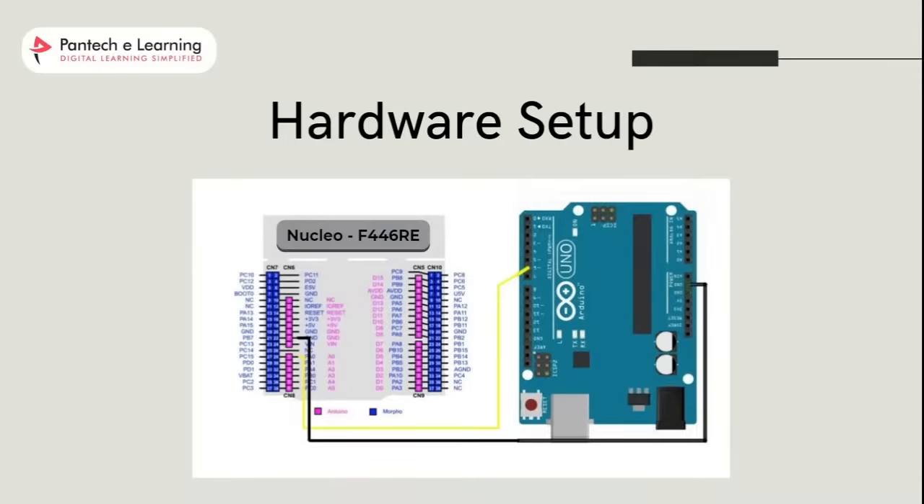So after writing all your programs, you just need to upload these 2 programs. You need to write the Arduino program in Arduino IDE, and you need to write the STM program in STM Cube IDE. You need to upload the programs separately and then make the connection. You will get the output. Now let me show you how to create a project.